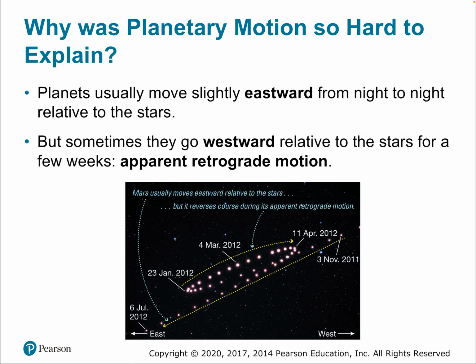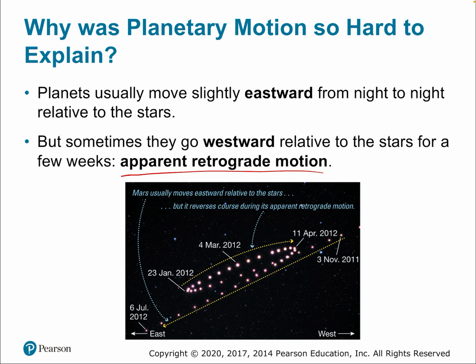So planets usually move slightly eastward from night to night, relative to the stars. So they keep moving towards the east. That's their standard motion. They normally drift towards the east due to our counterclockwise orbit, okay? But sometimes they go westward, right? They actually change their direction relative to the fixed stars, okay? This apparent retrograde motion has always fascinated people that observe the night sky.